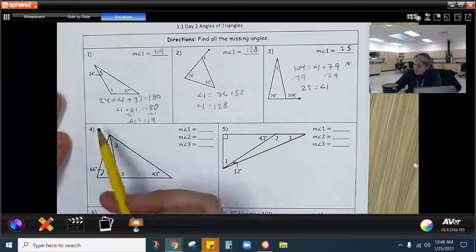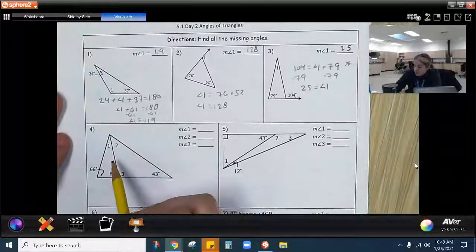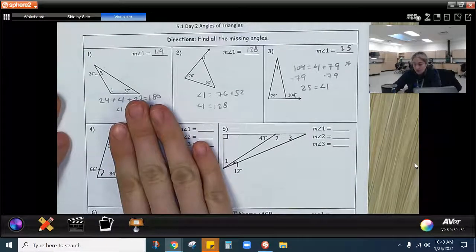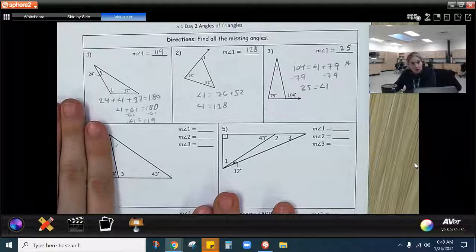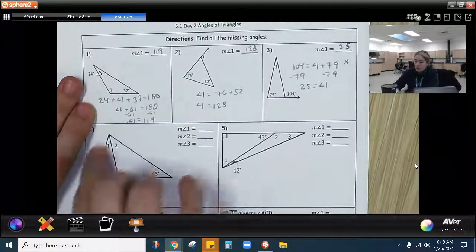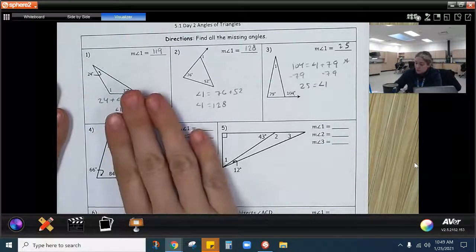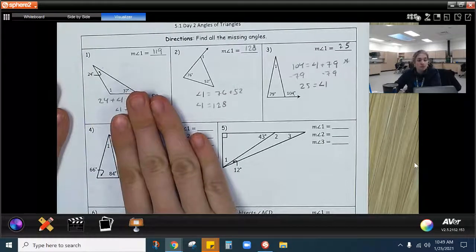All right, for number 4 right here, we have 3 different triangles. If we cover this up, that's a triangle. If we cover this up, that's a triangle. And then this whole big one right here is also a triangle. Let's just start with angle 1, and we'll see if we can find its measure. So ignore what you don't need, which is all of that.